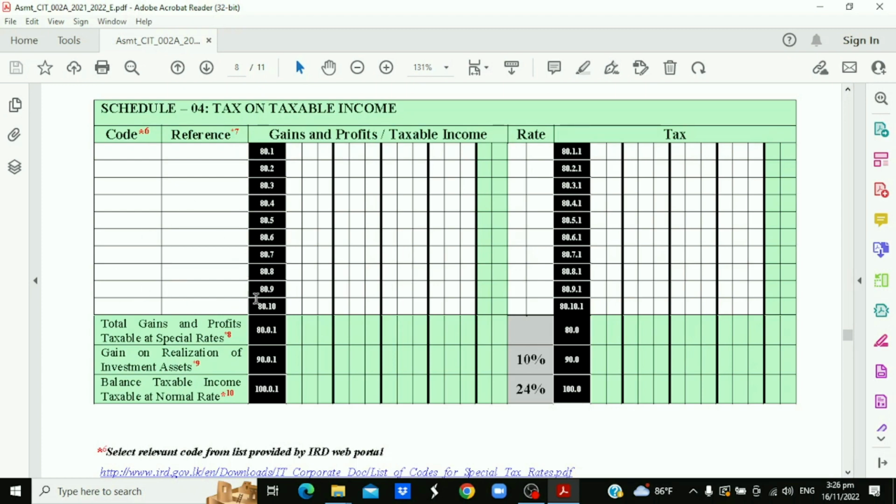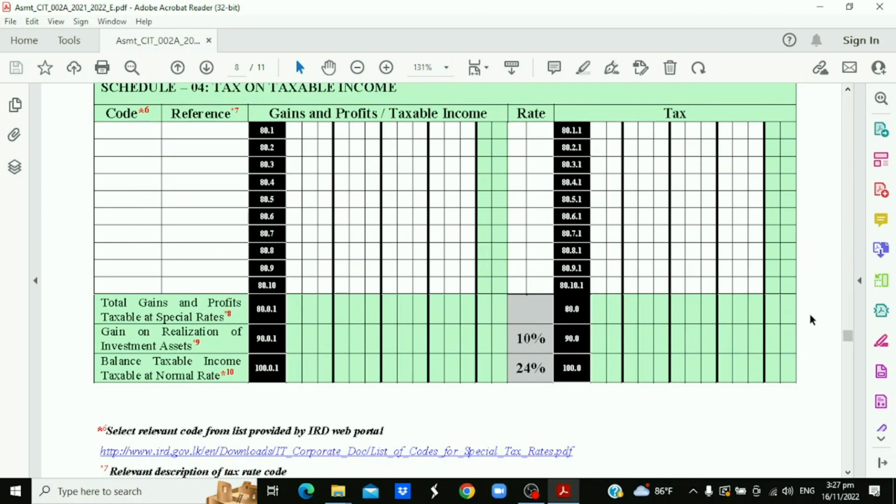If you are not able to find any of these codes, then there's another code allocated. If you think this should be the applicable rate, then you can just click this one and enter the rate here. Likewise you can complete this table.